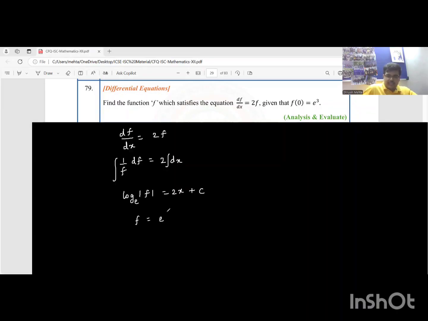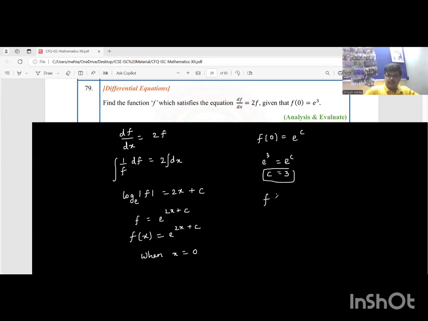So f is going to be e raised to 2x plus c. So the final f of x, students, that we have is equal to e raised to 2x plus c. Now, when we take x is 0, students, do you understand we'll have f of 0 is equal to e raised to c. F of 0 is e cube, which means c is equal to 3. So, students, here we get the value of c.